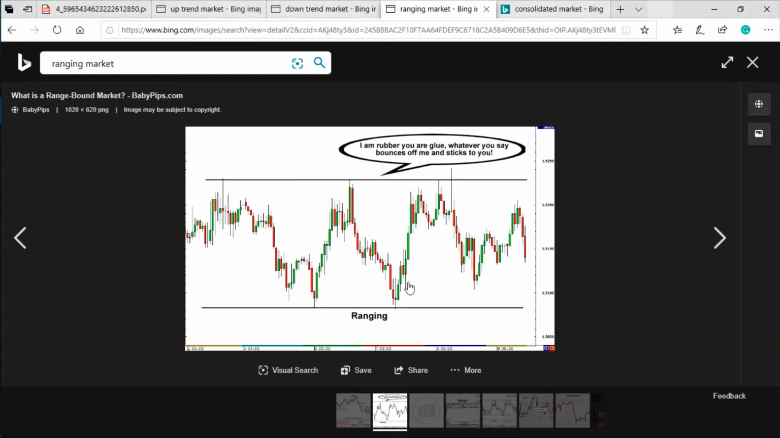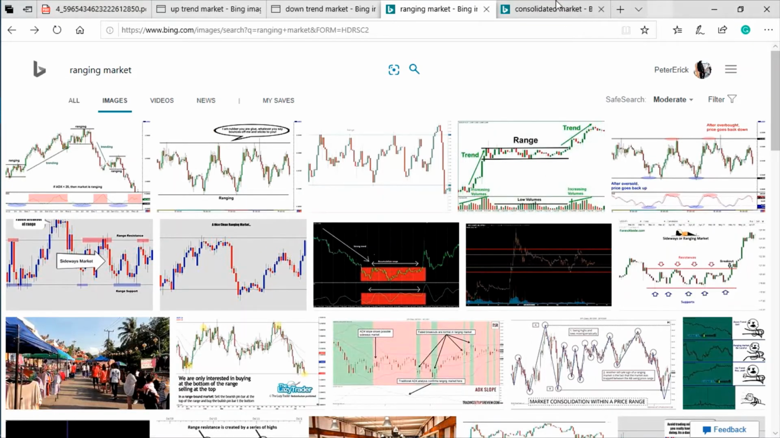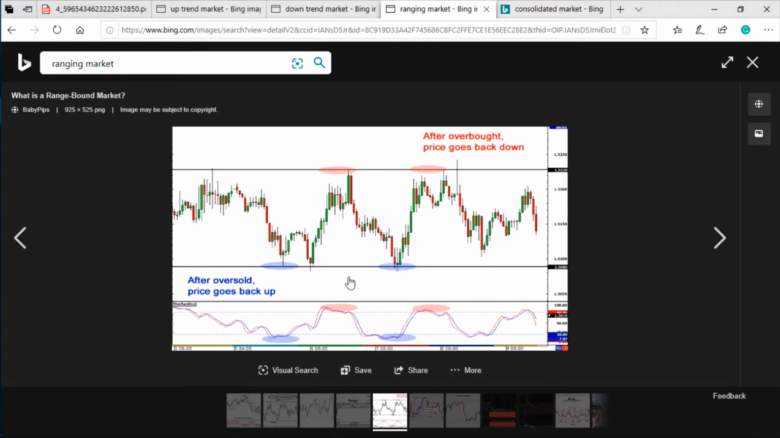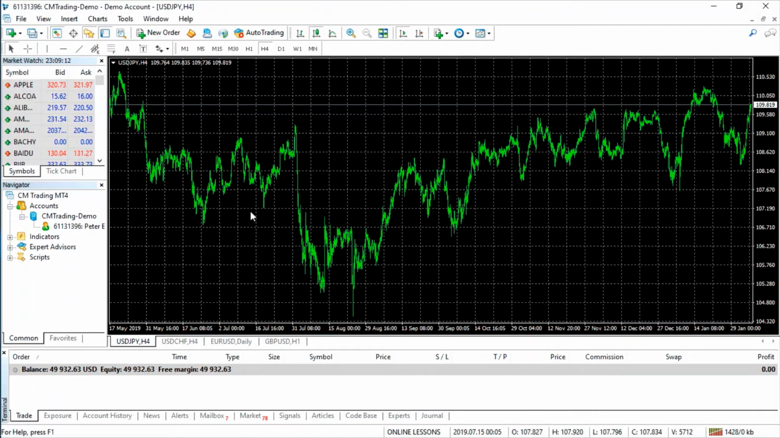It's moving in a sideways direction, but is not in any way bouncing off from any supports or from any resistance. So you can see they don't give you that clarity. They don't differentiate. You can see this is a sideways market, so we can call it a consolidated market. Okay, so let's go back to our chart and try and find the trends in the market.